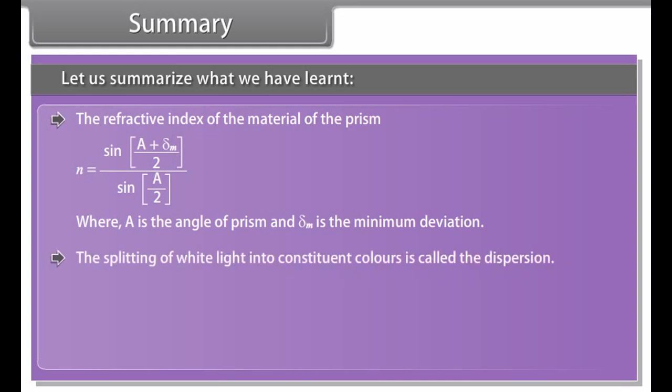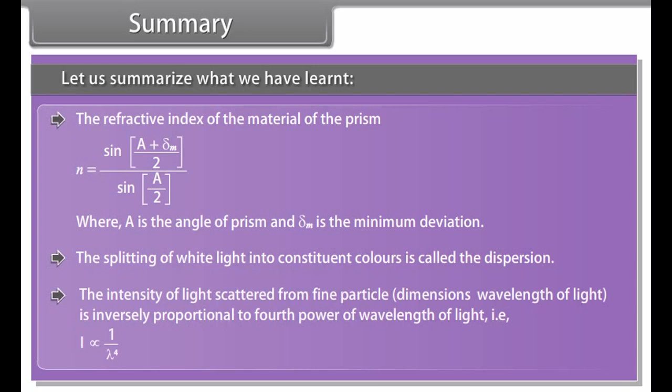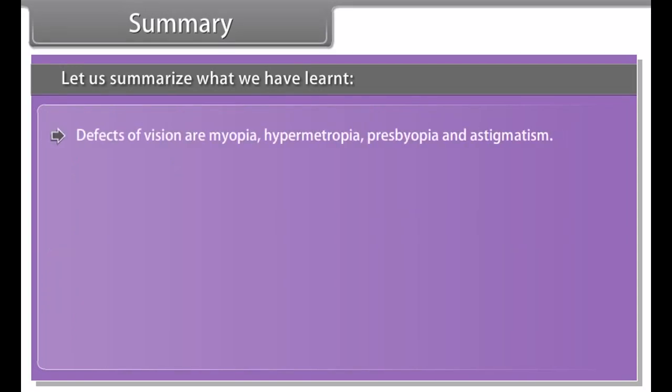The splitting of white light into constituent colors is called dispersion. The intensity of light scattered from fine particles, with dimensions smaller than the wavelength of light, is inversely proportional to the fourth power of wavelength of light, that is, I is directly proportional to 1 upon lambda raised to the power 4. Defects of vision are myopia, hypermetropia, presbyopia, and astigmatism.